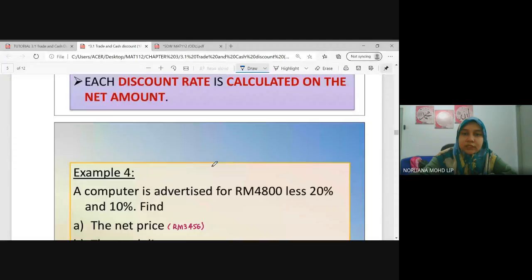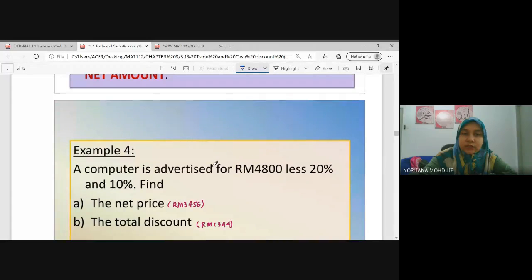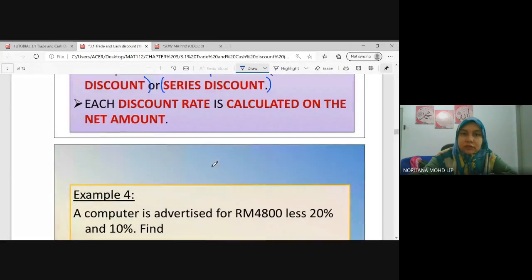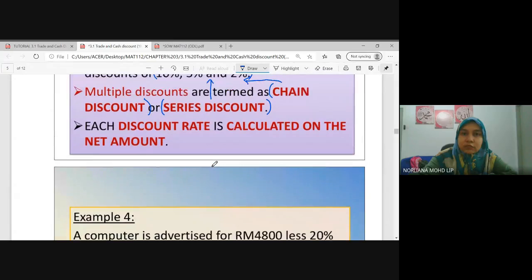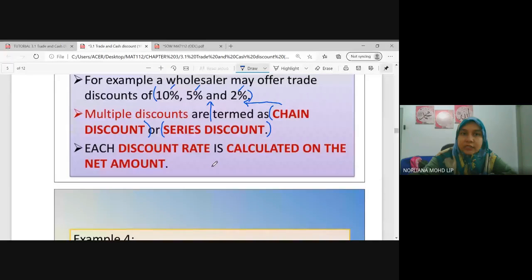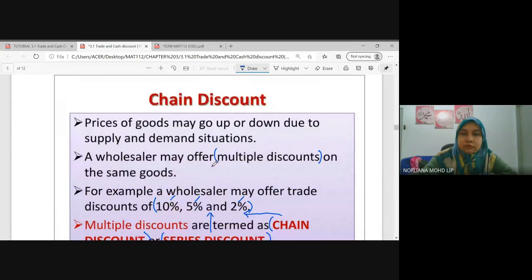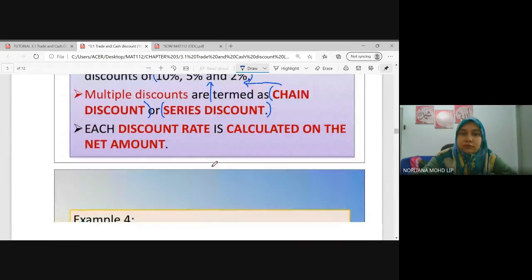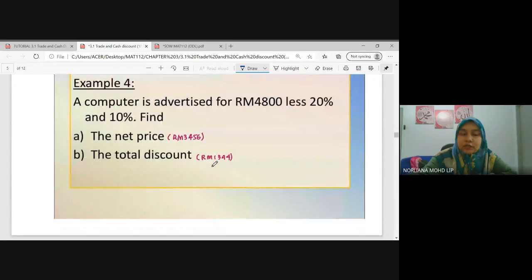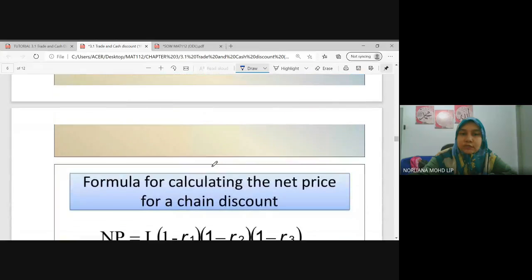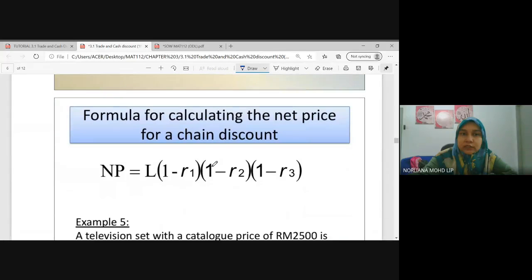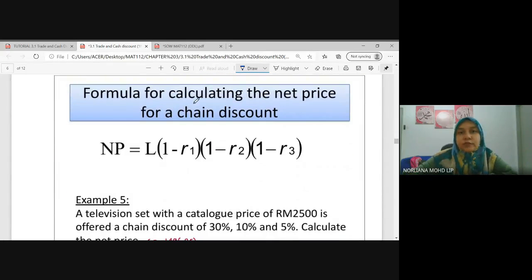Okay, look at this example. How to calculate the net price for this chain discount? We can use this formula for calculating the net price of a chain discount.